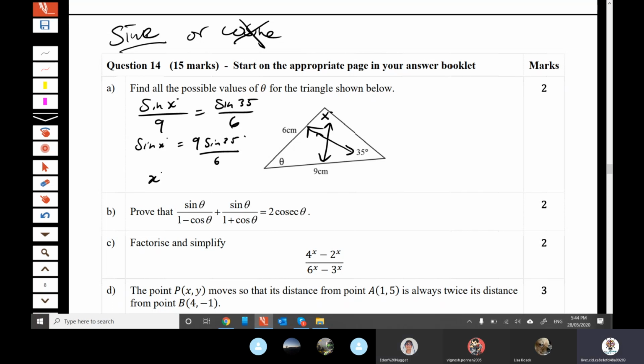All right, x equals 59 degrees if I round it to the nearest degree. And therefore theta equals 180 minus 35 minus 59, which is 86. Any questions?